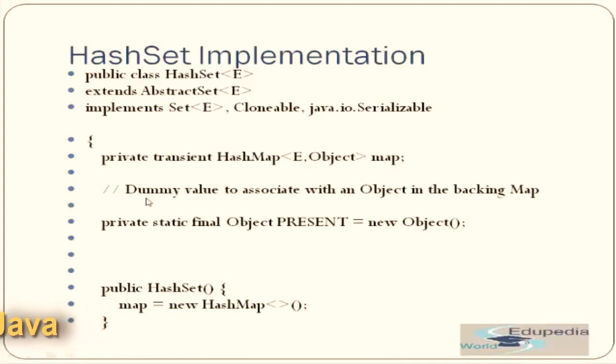Now you see we have another private static final Object, which is a new Object. This is a dummy object that we have created to associate with the value part of this map. Whenever we enter our element in this map, in the value part we just insert this dummy object. It's a final and static object so that it cannot be modified, so we just keep it as it is. Then this is the constructor of HashSet. In the constructor, we are initializing this new HashMap. This is what we do in the constructor of HashSet.